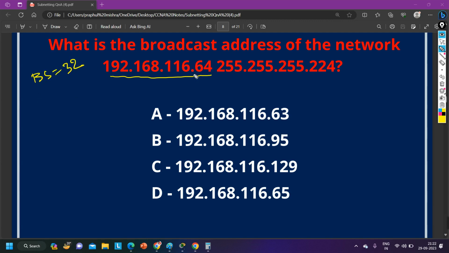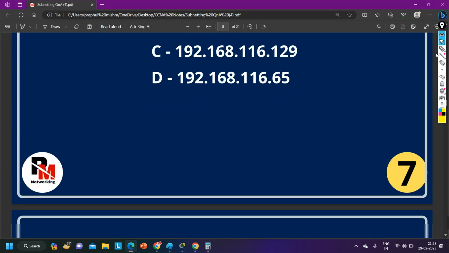First network is dot 0, second network is 32, then 64, then 96, like this, right? So here we have 64. Option B is the right answer. Is it clear? Last IP address is the broadcast ID. This is the broadcast ID because the next network is starting from 96. Hope it is clear.